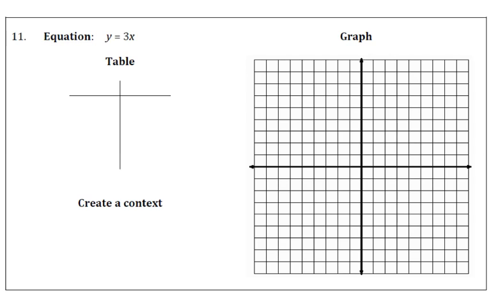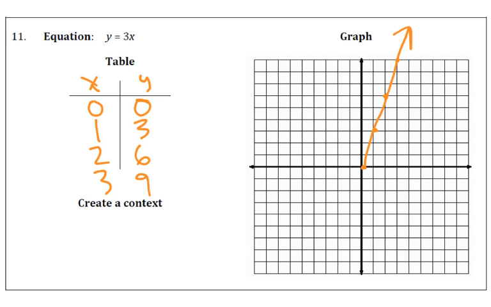Alright, 11. Y equals 3x. So x, y. So at 0, we'd have 0. At 1, we'd have 3. At 2, we'd have 6. At 3, we'd have 9. So 0, 0, 1, 3, 2, 6, 3, 9. So our graph would look like that.